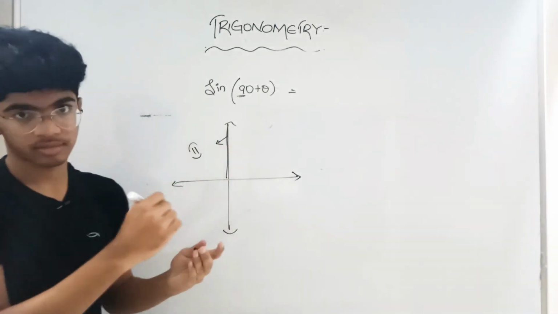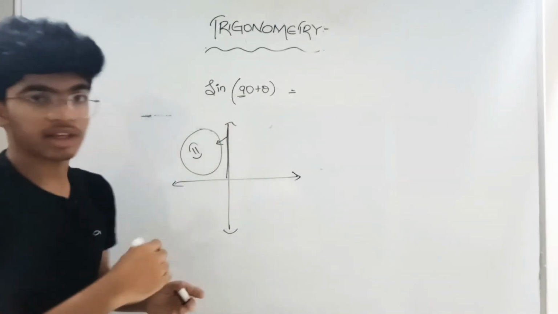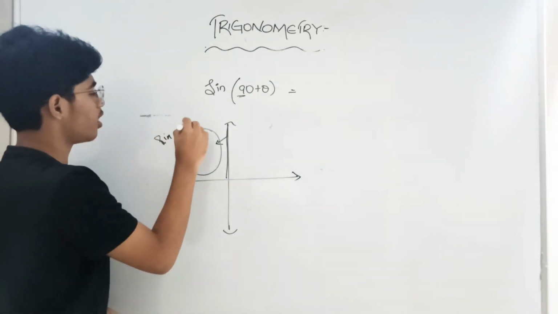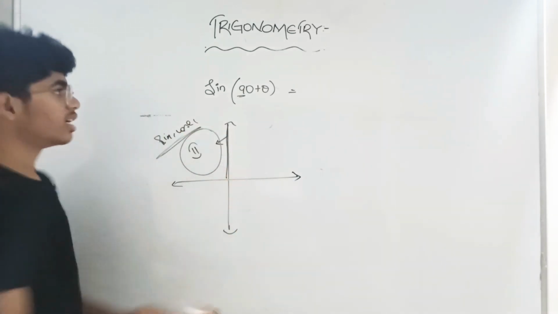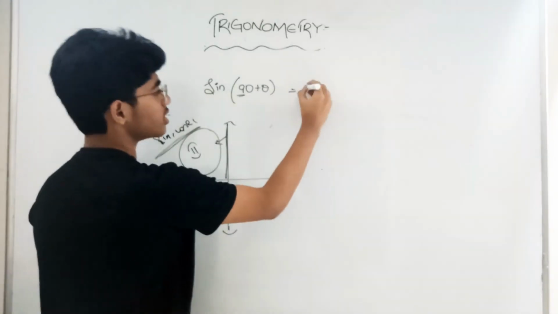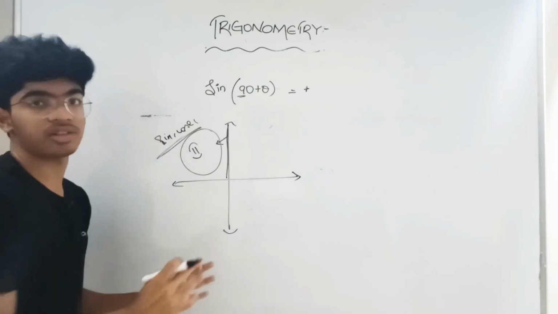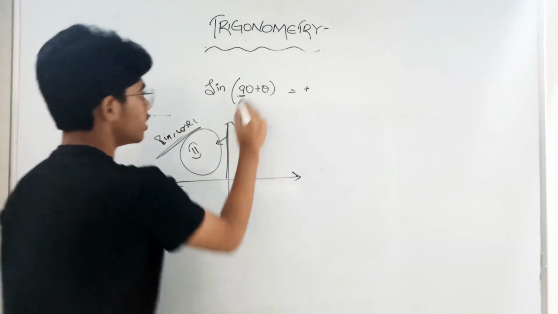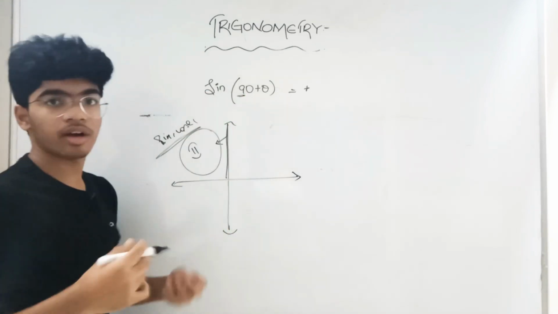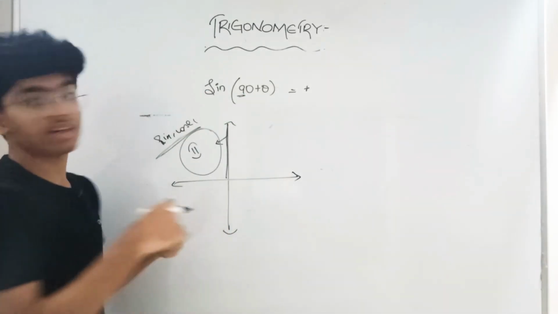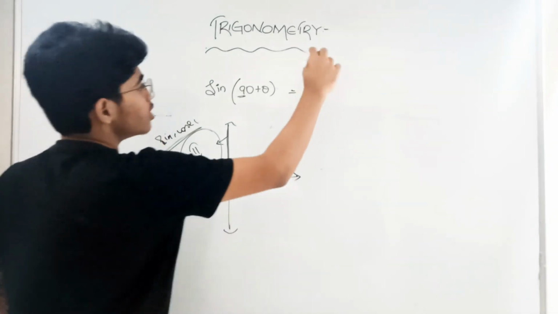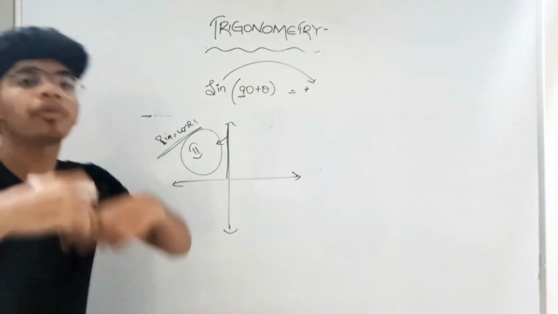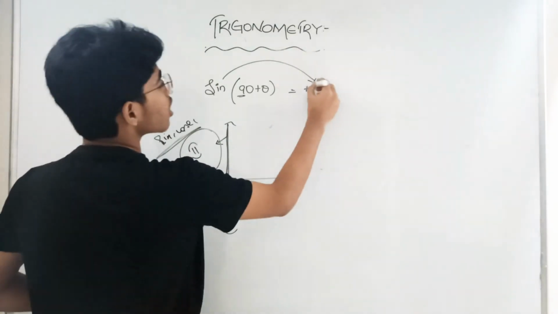Quadrant number 2. We know that sine and cosecant are positive in quadrant number 2. So sine of 90 plus theta is positive. Whatever value comes is definitely positive. And we have to check the 9. Is 9 even or odd? 9 is an odd number. So if it is an odd number, we get the opposite value of sine, which is cos.